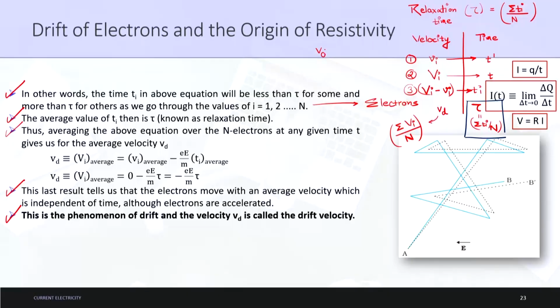Let me conclude it here. Finally, Vd is minus small e capital E by m into tau. This is the concept of drift velocity. Small e is the charge, capital E is the electric field, small m is the mass, and tau is the relaxation time.